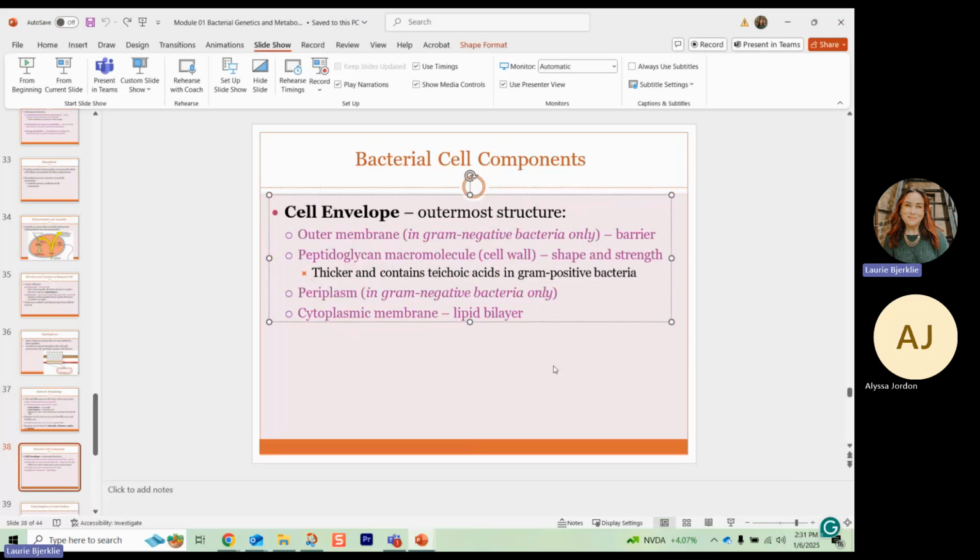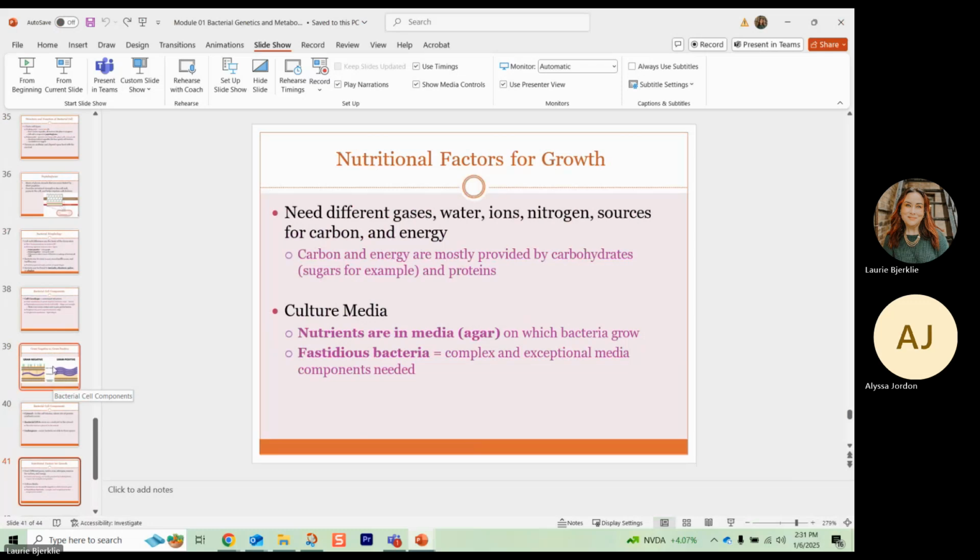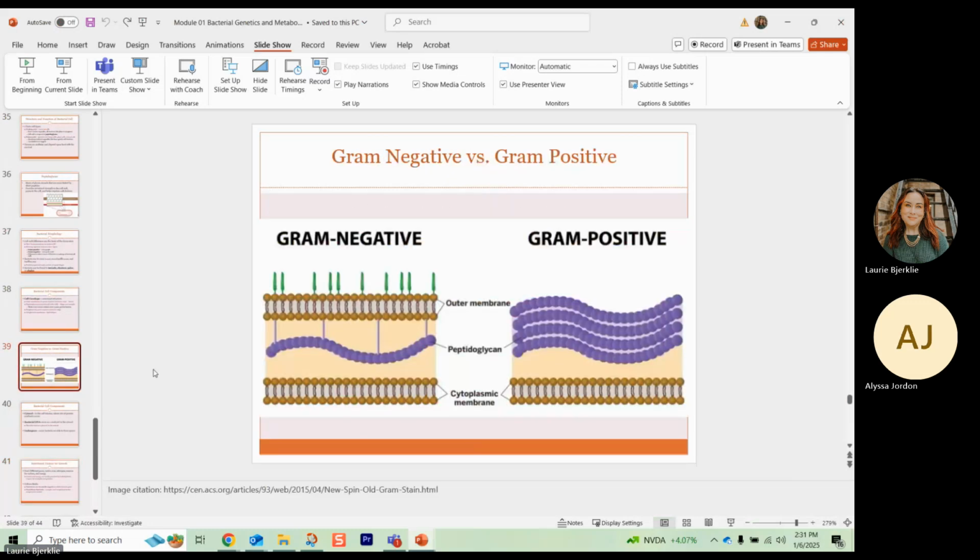So gram-positive, thicker layer of peptidoglycan, important to remember. And then there's also, of course, cytoplasm and a lipid bilayer and all that kind of stuff there for structure. Let's see here. I have an example of what that difference between the peptidoglycan looks like with the membrane.